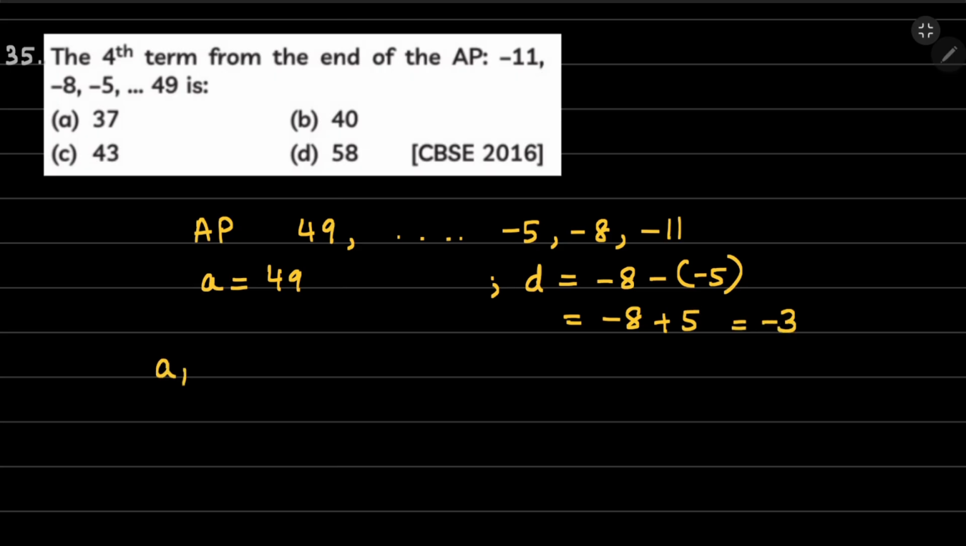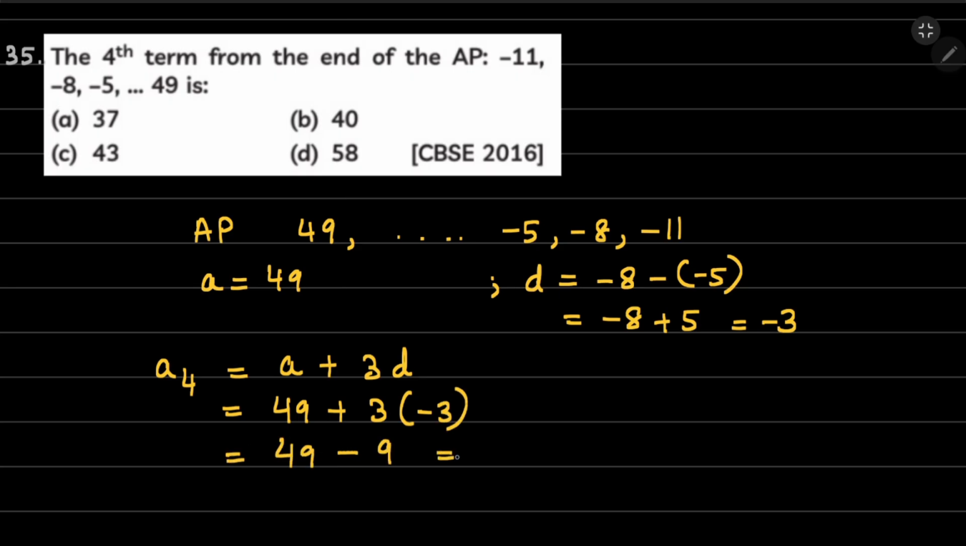Now you can calculate the fourth term, which is A plus 3D. A is 49 plus 3 into D, which is minus 3. So this is 49 minus 9, which is 40. So option number B is the correct answer.